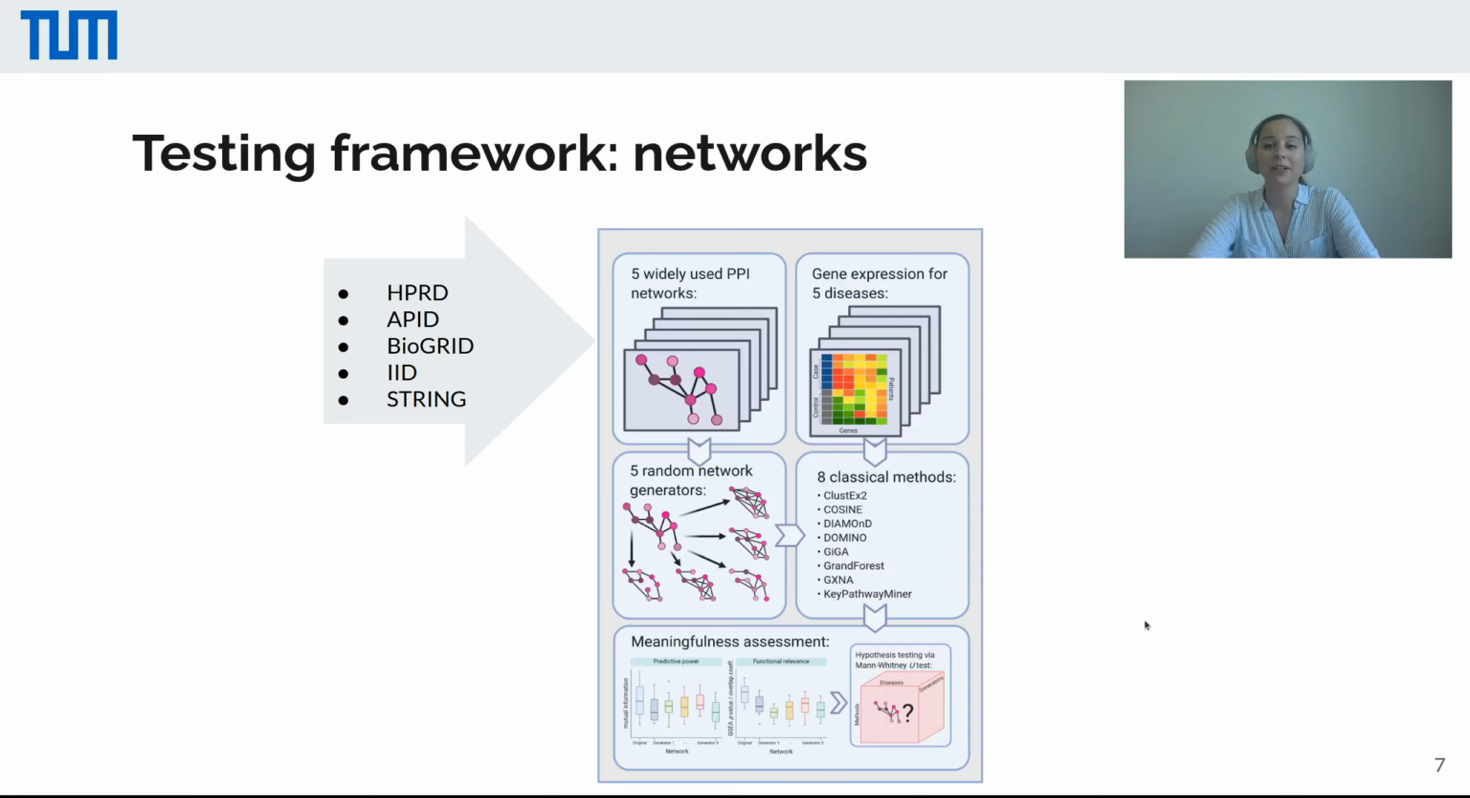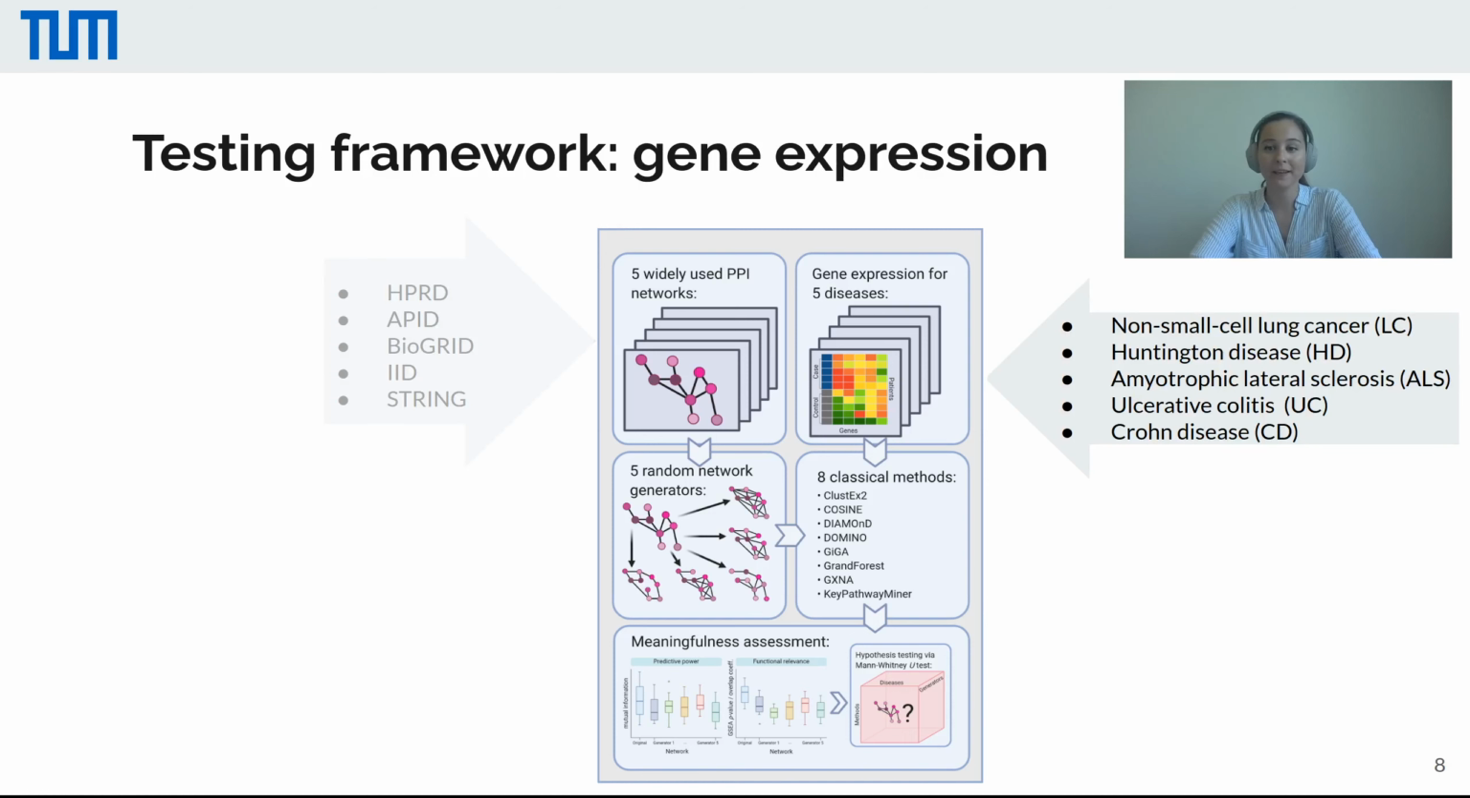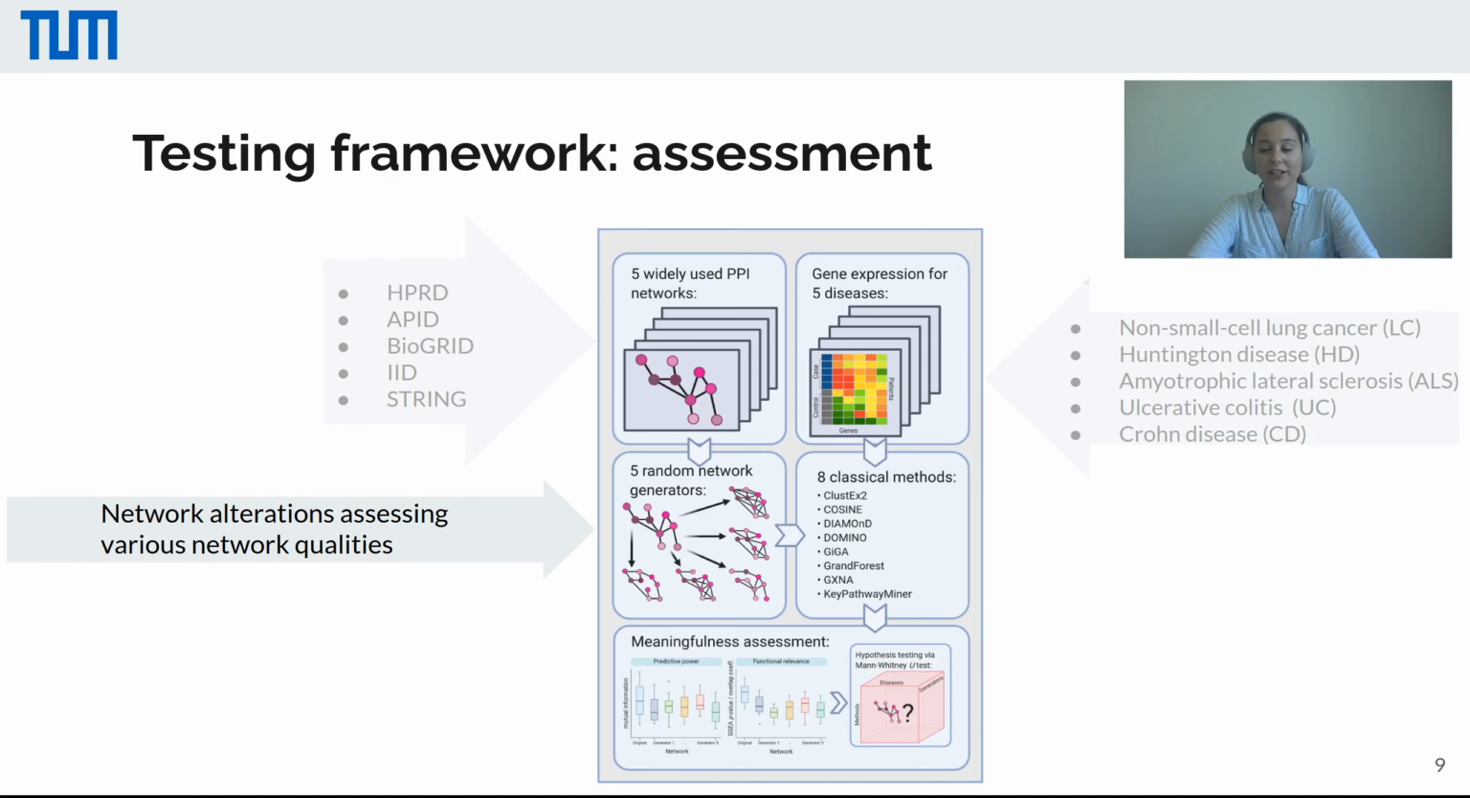And the first component is of course networks. We downloaded 5 commonly used networks: HPRD, APID, BioGrid, IID, and String. And also gene expression data for 5 different conditions. Then for each network, we have performed a set of alterations that allowed us to assess different qualities of these networks. To be more precise, we created 5 different network generators, each one to assess different properties of the original PPIs.